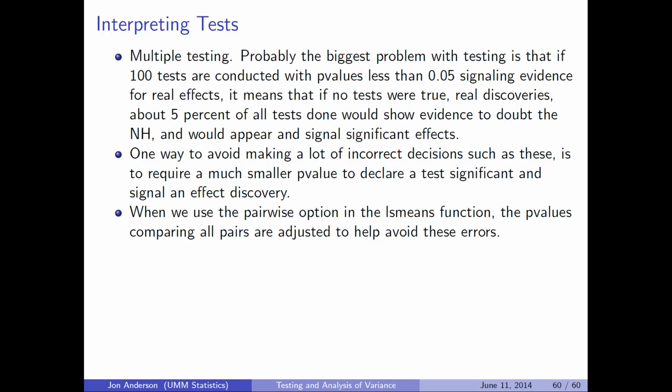And the only way to avoid making errors like that is to be a little bit more stringent and strict about when to decide there is evidence to doubt the null hypothesis. And so there are multiple testing procedures and control mechanisms for being a little bit more strict about what signals evidence. And just so you know, the lsmeans command uses adjustments that appropriately adjust for how many comparisons you're making, being a little bit more strict when you're making more comparisons and less strict when you're making fewer of them. Let me know if you have questions.